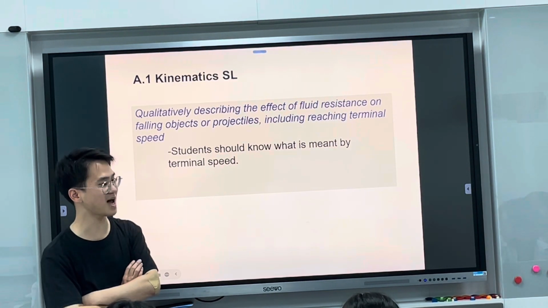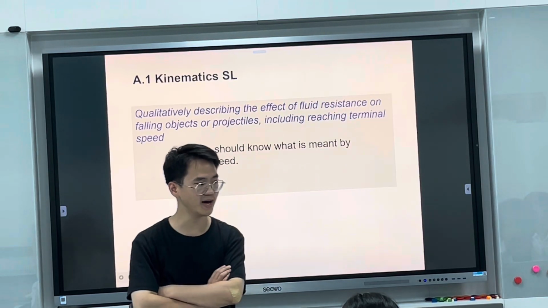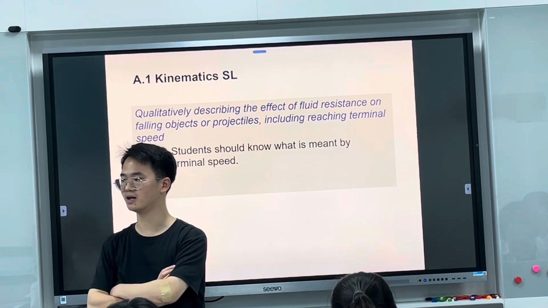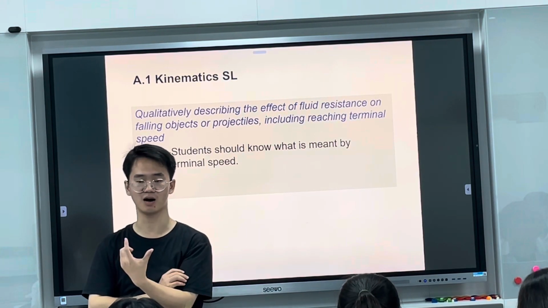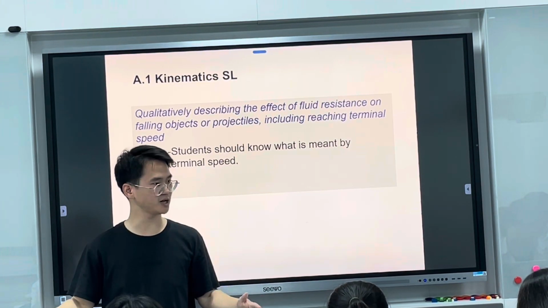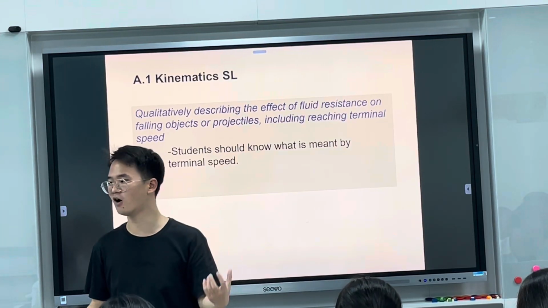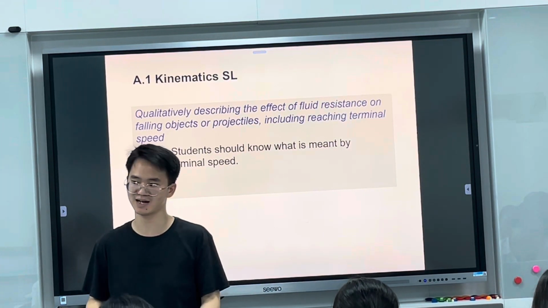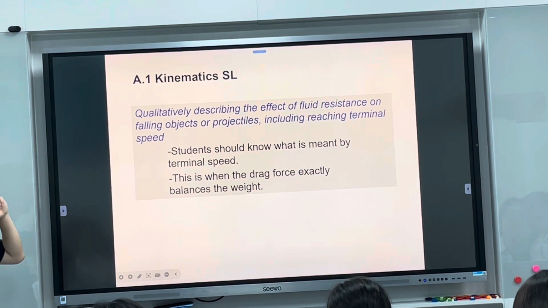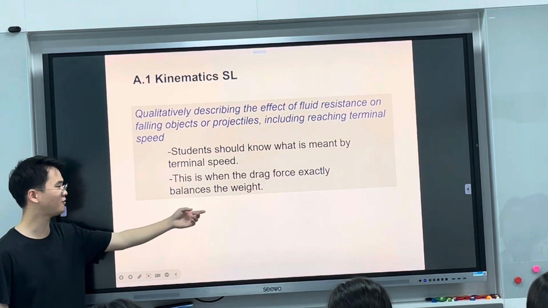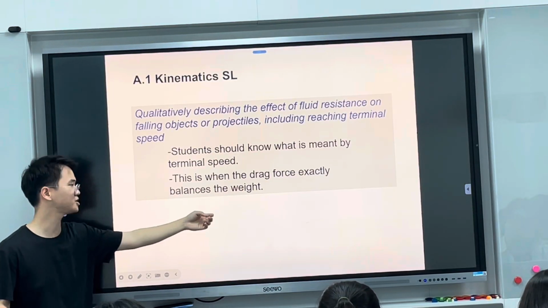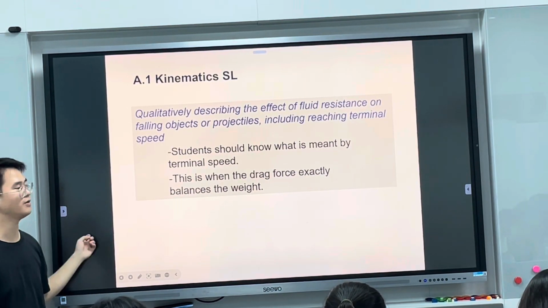When the air resistance balances off the weight or gravity, then the net force on this falling object is going to be 0, because the two forces balance out. Air resistance going up, gravity going down, cancels each other, no more acceleration, then the object will fall at a constant speed, which is the maximum speed that it can reach. No more acceleration. That is what we call the terminal speed. This is when the drag force, which is the air resistance, exactly balances the weight. Drag is another term for friction, for resistance.